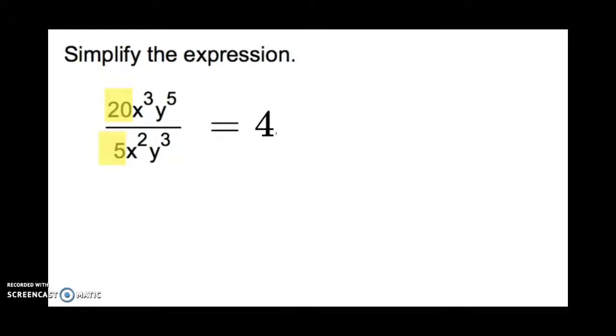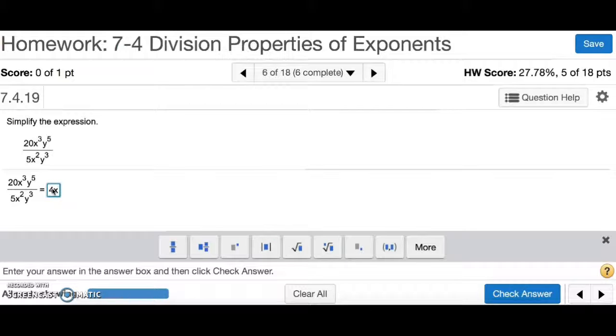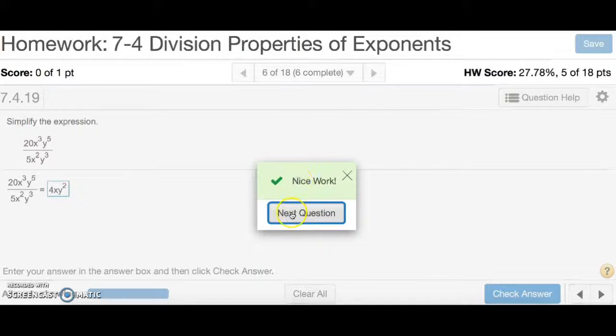Now I'm going to take a look at the x's. I have x to the 3rd divided by x squared. I subtract the exponents, I'll get just x. Okay, now I'm looking at the y's. Y to the 5th divided by y to the 3rd, so I subtract the exponents, so I get y squared. So my answer is going to be 4x y squared. Typing in, I'll have 4x y squared.